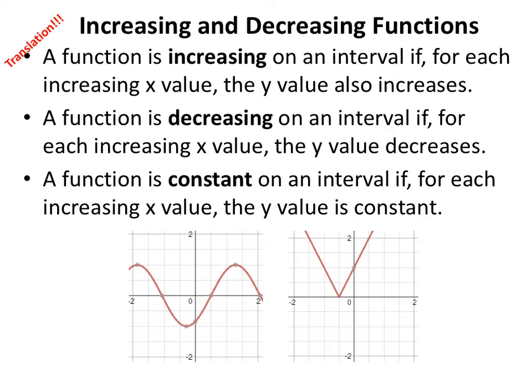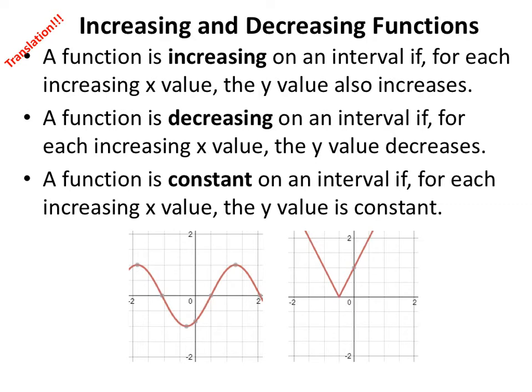So for this, we would say the function is decreasing from negative infinity to negative 1, and it increases from negative 1 to positive infinity. At negative 1, it's important to note that it is neither increasing nor decreasing, nor is it constant, because determining that something is constant also means that you have to increase the x value, and we only have one x value here.